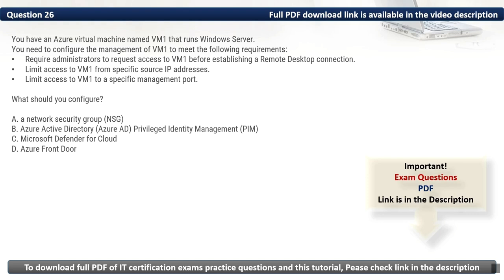We have A, network security group. It can control traffic but does not support JIT access or access requests. And we have B, Azure AD Privileged Identity Management. It manages role assignments but not JIT access for RDP or port restrictions. Then we have D, Azure Front Door. It is used for load balancing and web apps, not for VM access control. Thus, we should configure Microsoft Defender for Cloud. Thus, the correct option is C.